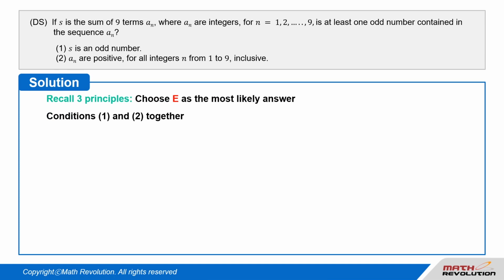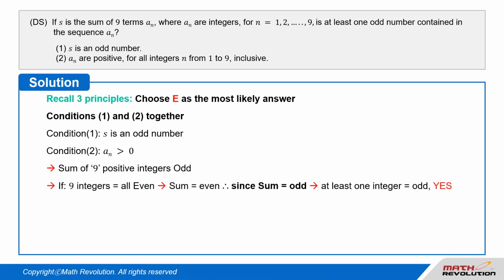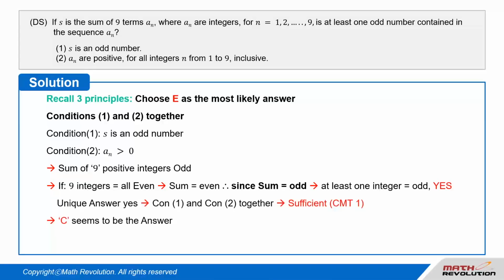Let's take a look at both conditions together. We get the sum of 9 positive integers to be odd. If all the 9 integers are even, the sum will be even. Since the sum is odd, at least one integer is surely odd. So, the answer is unique, yes, and the conditions combined are sufficient by CMT 1. Which means that the answer must be in terms of a unique yes or no. Thus, C seems to be the answer.